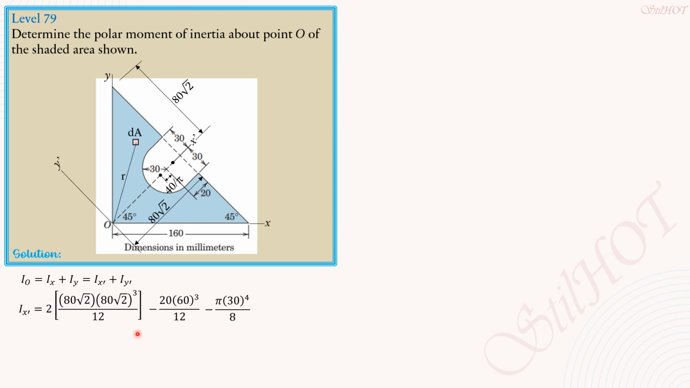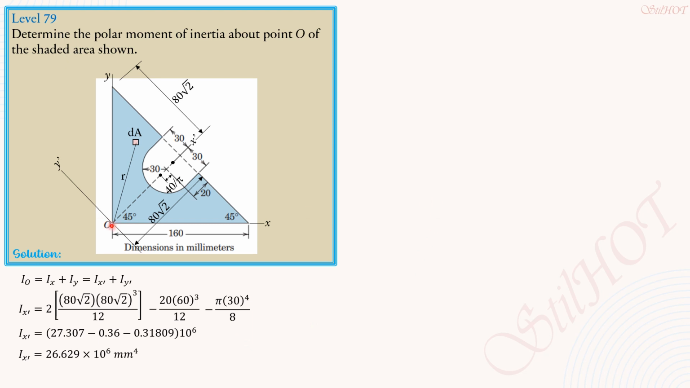So computing for our Ix prime in scientific notation, the first is 27.307, the second is 0.36, the third is 0.31809, then times 10 to the 6. So Ix prime is equal to 26.629 times 10 to the 6 mm to the fourth.